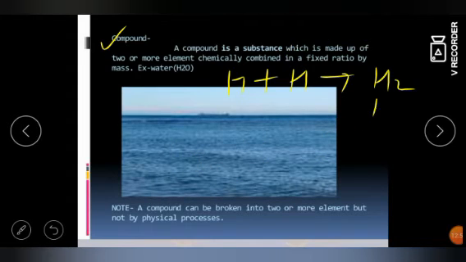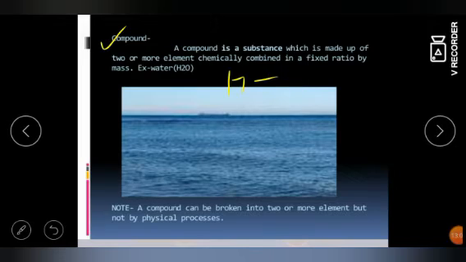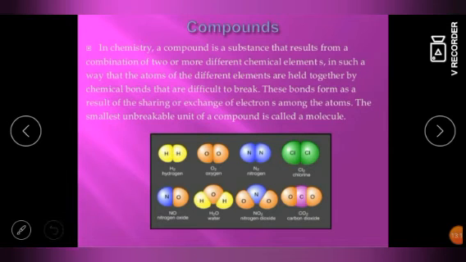So a compound is made up of elements. A compound is made by the combination of elements. So a compound can be broken into two or more elements because it is a combination of elements. Hope you understood. So let's learn a little bit more about compounds. In chemistry, a compound is a substance that results from a combination of two or more different chemical elements, in such a way that the atoms of the different elements are held together by chemical bonds. What is a chemical bond now?